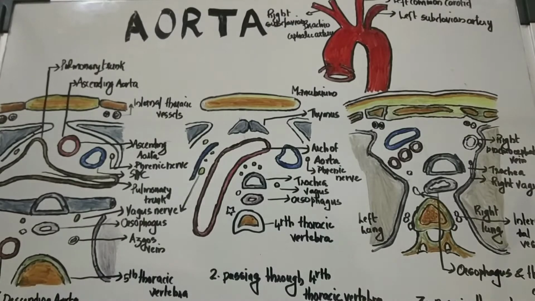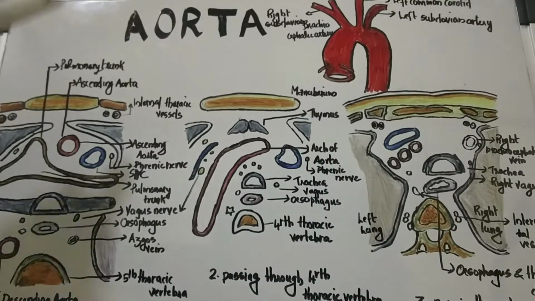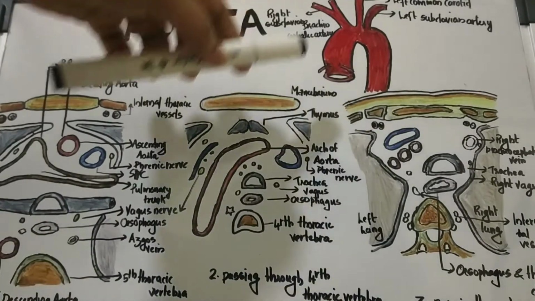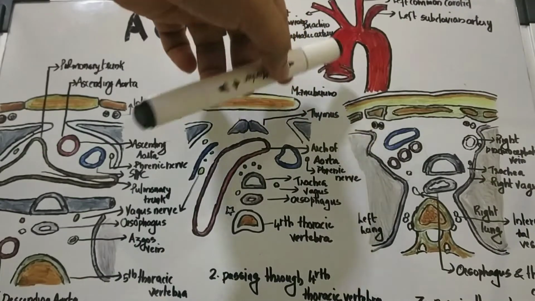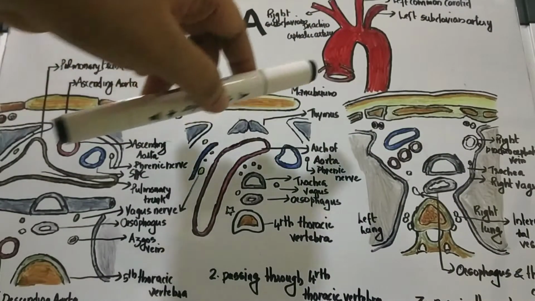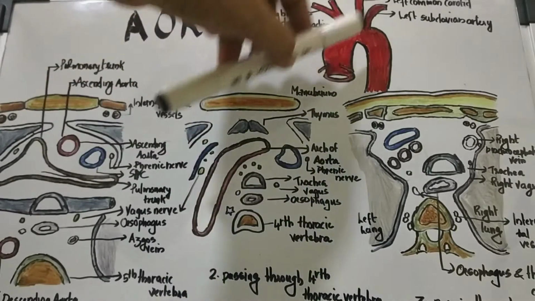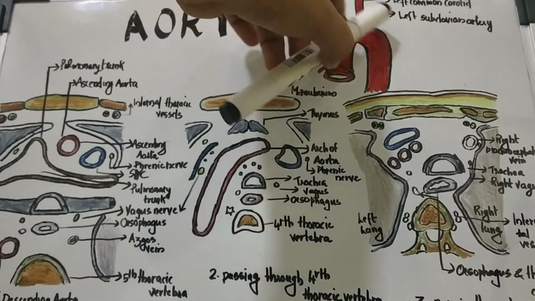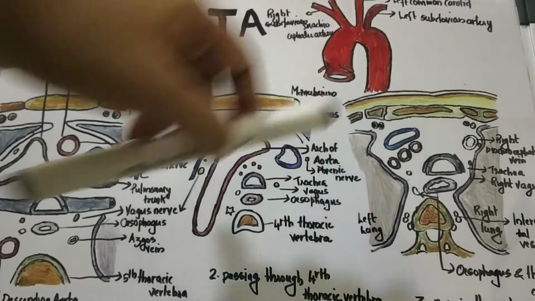Hello everyone, in this video we will be discussing the aorta. The aorta is the great vessel which carries oxygenated blood to the whole body. In the thorax, we can study the aorta at three levels, that is the ascending aorta, the arch of aorta and also the descending aorta.